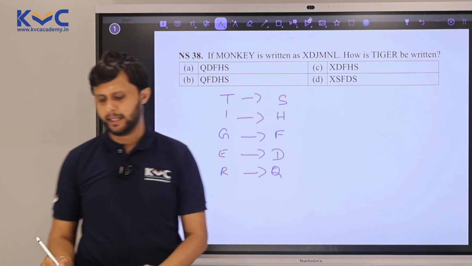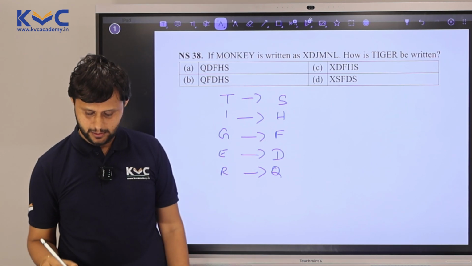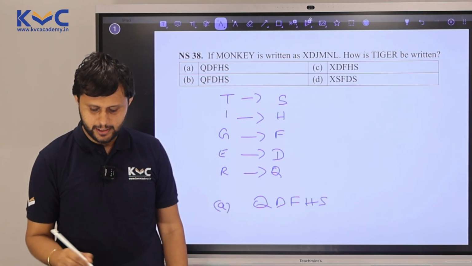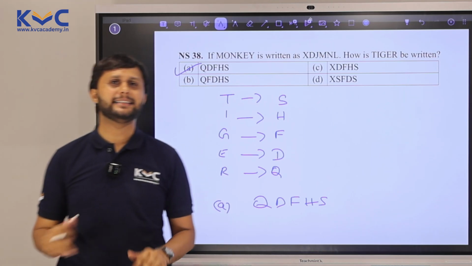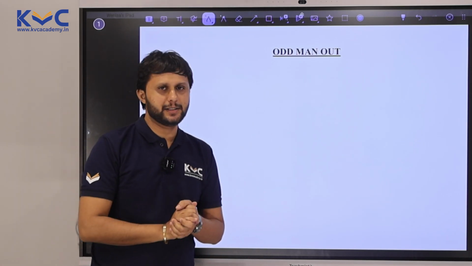Q, R, S, T. And where do we have this in the option? We have Q, D, F, H, S in option A over here. And that's the right answer. So we'll move to the last part of this particular chapter.